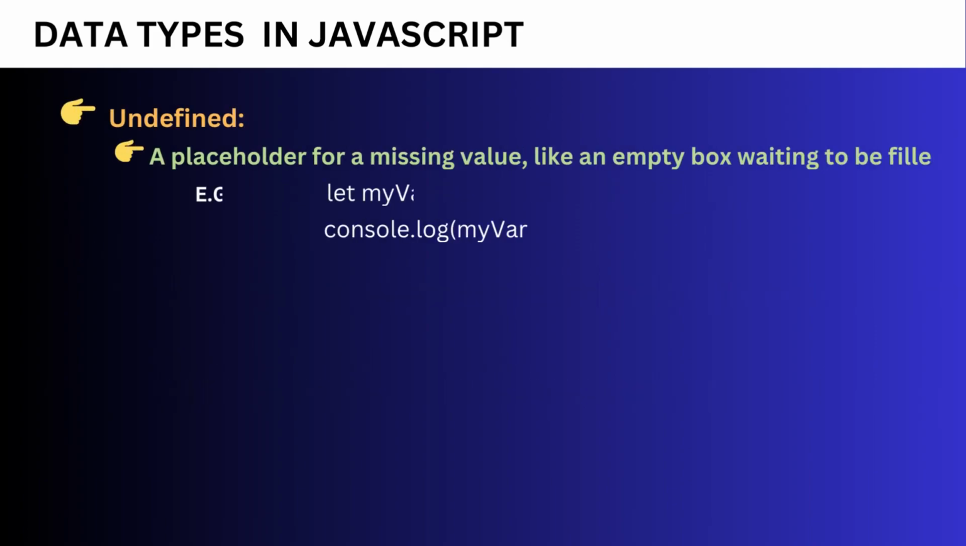And next up, we have undefined. Undefined represents the absence of a value. It's like an empty box waiting to be filled. For example, if we declare a variable without assigning it a value, then this variable has a value undefined. Here you can see we are declaring a variable without assigning it any value. And if we console.log this variable, which is myVar, you can see we have the output of undefined.